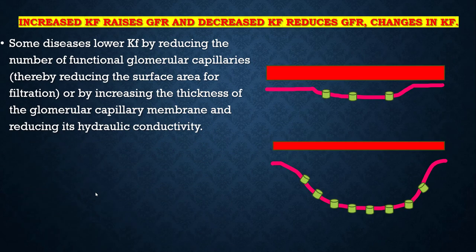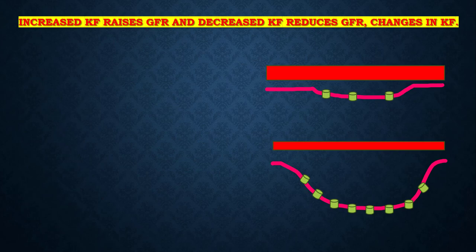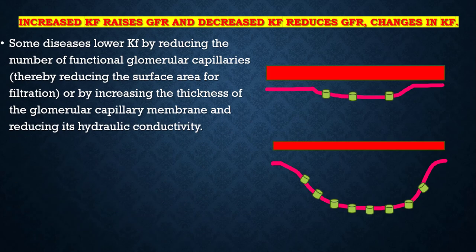Increased Kf, the filtration coefficient, raises GFR, and decreased Kf reduces GFR. Some diseases lower Kf by reducing the number of functional glomerular capillaries, thereby reducing the surface area of filtration, or by increasing the thickness of the glomerular capillary membrane and reducing its hydraulic conductivity.